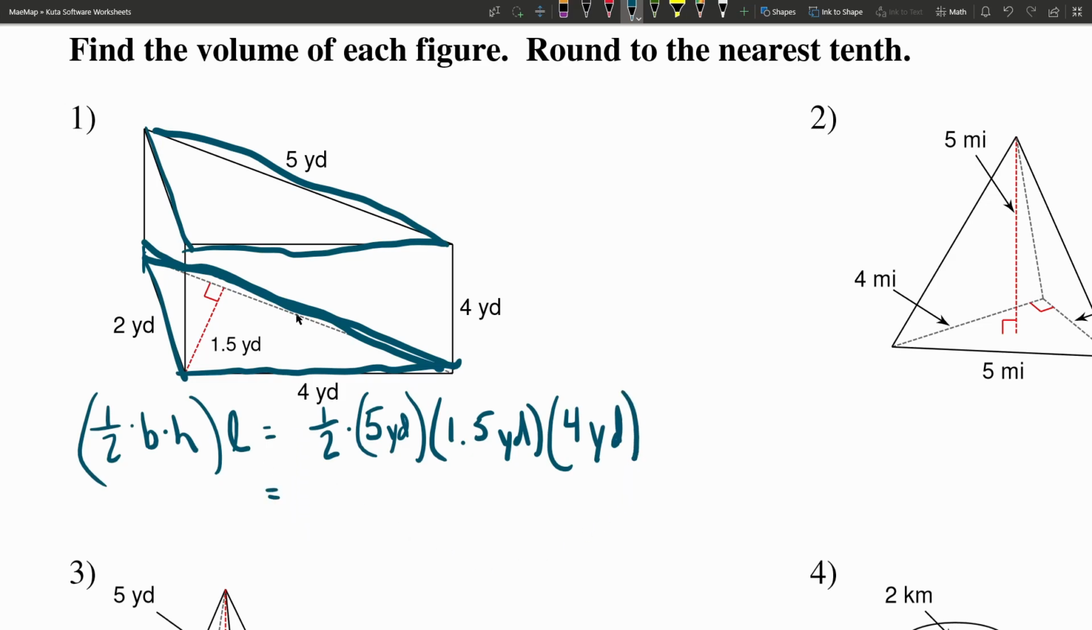So now it's just a matter of typing this in on your calculator or multiplying it out in your head. 1/2 times 4 yards is going to give us 2 yards. 1.5 times that 5 yards is going to give us 7.5. So 7.5 times 2 is going to be 15. And remember, our units, that's yards cubed. So 15 yards cubed is our volume for number 1. Let's move on to number 2.